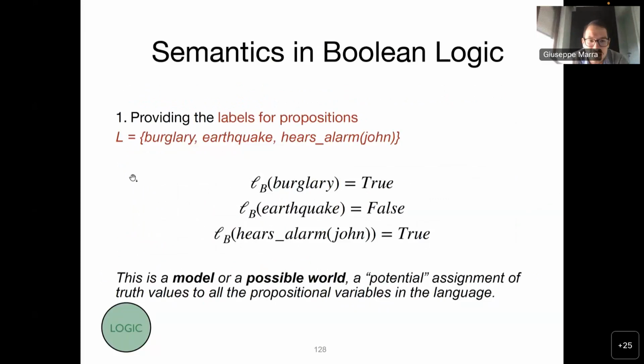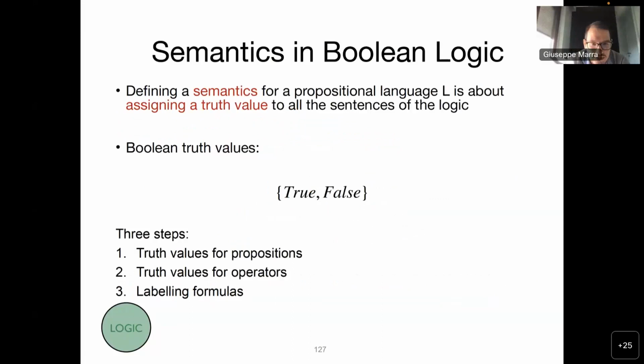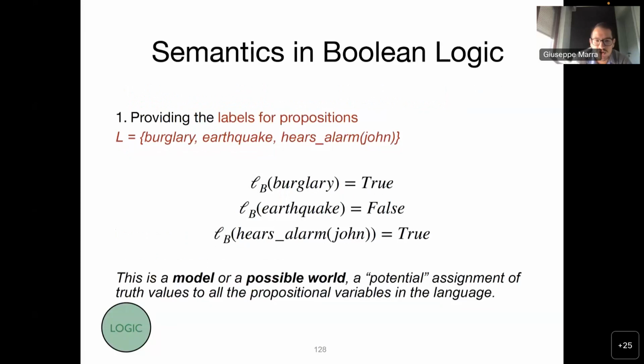And let's start with Boolean logic. In Boolean logic, values are either true or false. So we know this is very standard. In order to give a value to a complex sentence of the language, you need to follow three steps. First of all, you have to pick all the possible propositions and give a value to them. Remember that an assignment of true or false to all the possible propositions is called a model or a possible world. So the first thing that you have to do here is give a model.